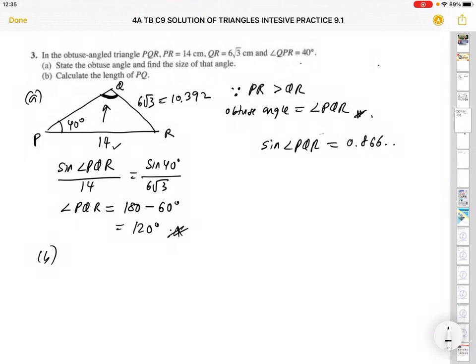When you use your calculator and press shift sine, PQR, we call this a reference angle. You learn this in trigonometry from Form 5 Modern Maths and also Add Maths. You will get this will be 60 degrees, okay? But this sine here can have two possible values. This angle here can be 60, can also be 120.